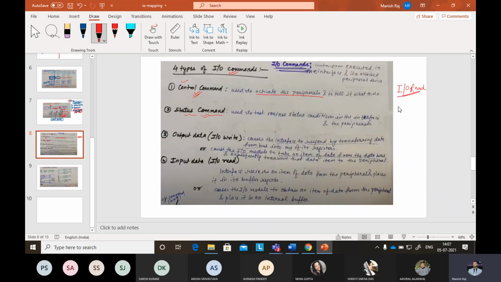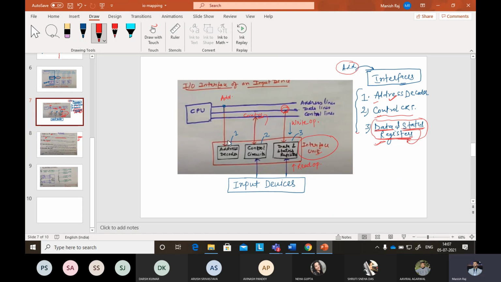So that is the IO read and IO write. You can understand here: if you want to write some data, you will send the data from the data line to the interface. The interface will store the data in a register, and after that this data will be sent to the output device. So this is the write operation. If you go in this direction, that is the write operation.